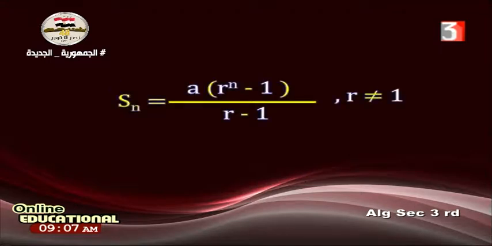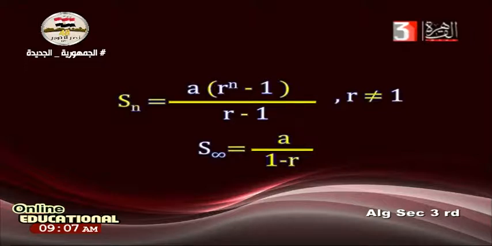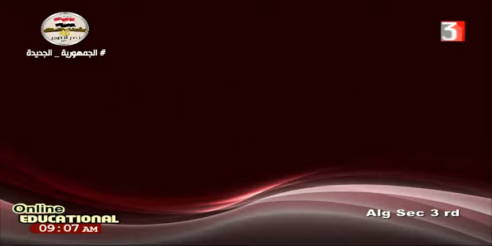Summation of terms in geometric sequence, its symbol Sn equals A multiply R power n minus 1 over R minus 1 and R not equals 1. S infinity, what is the meaning? Summation of terms which has infinite number of terms equals A over 1 minus R. A first term. R is constant ratio.